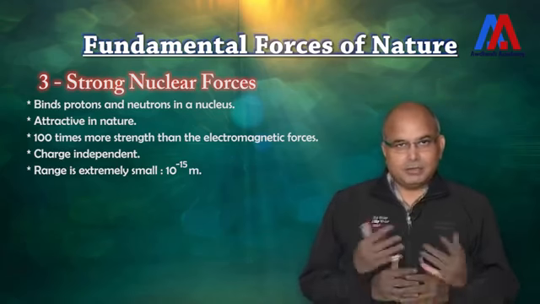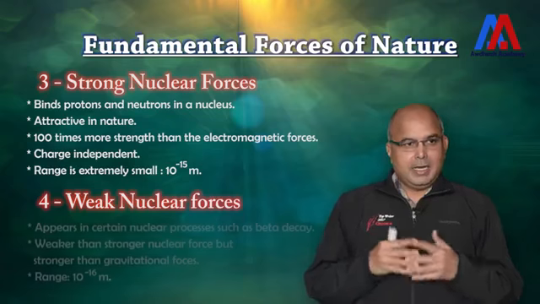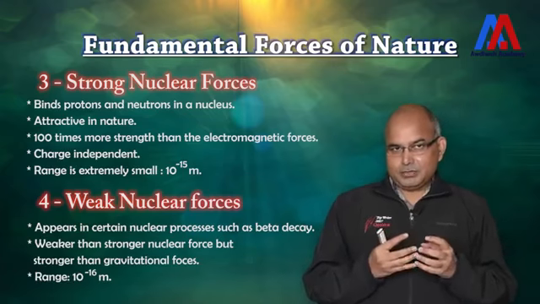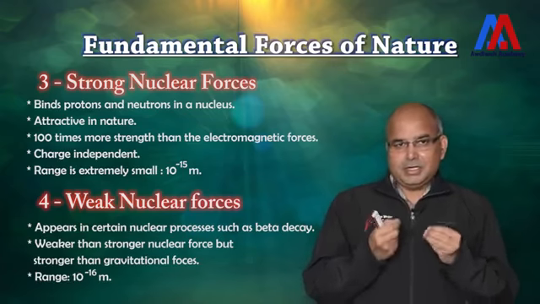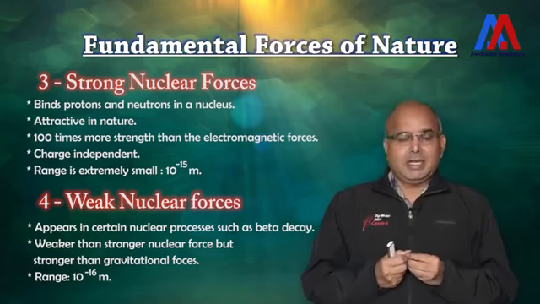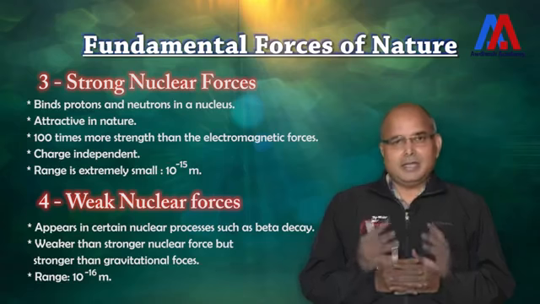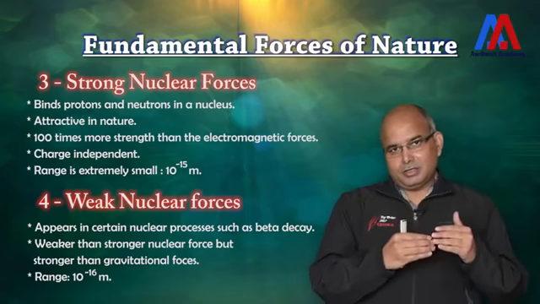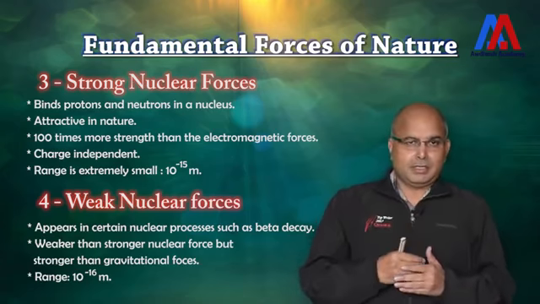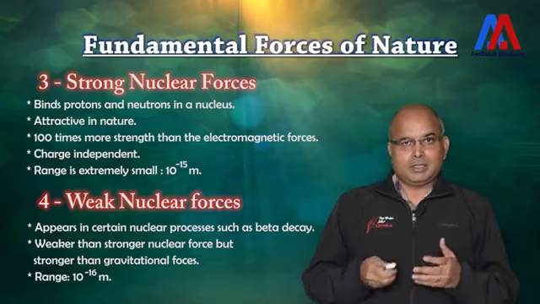The fourth important force is weak nuclear force, and this force appears in the nuclear range only. It has an even smaller range of 10 to the power minus 16 meters, and this is responsible for events like beta decay. This is a force which is lesser than the strong nuclear force, but it is much stronger than the electromagnetic or the gravitational force. Now finally we will talk about the law of conservation.